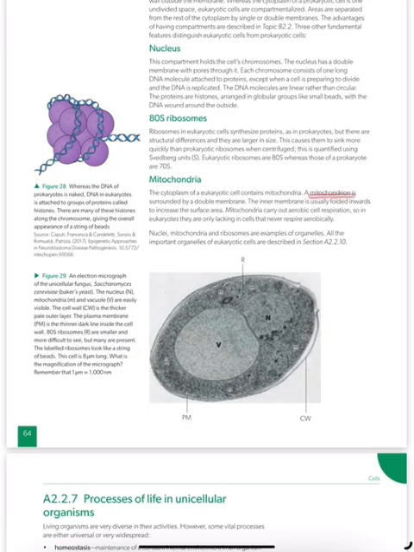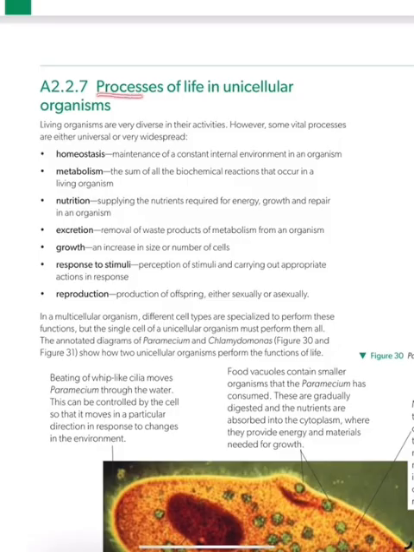So a mitochondrion is surrounded by a double membrane. The inner membrane is usually folded inwards to increase the surface area. And mitochondria carry out aerobic cell respiration. So in eukaryotes, they're only lacking in cells that never respire aerobically. The processes of life in unicellular organisms.